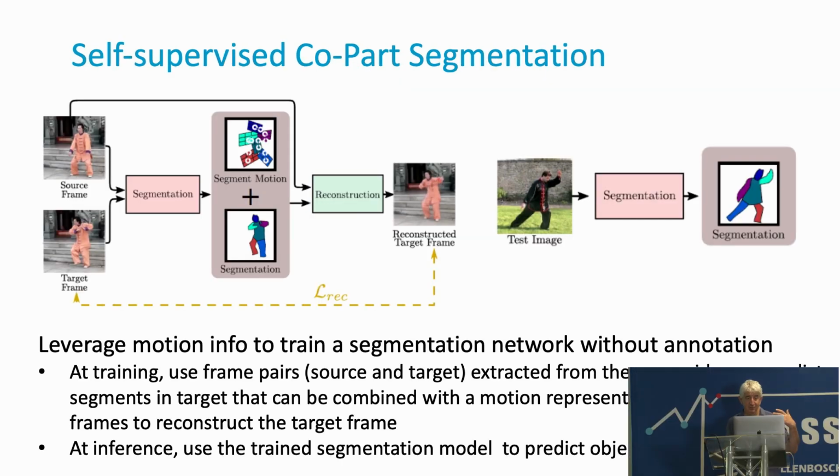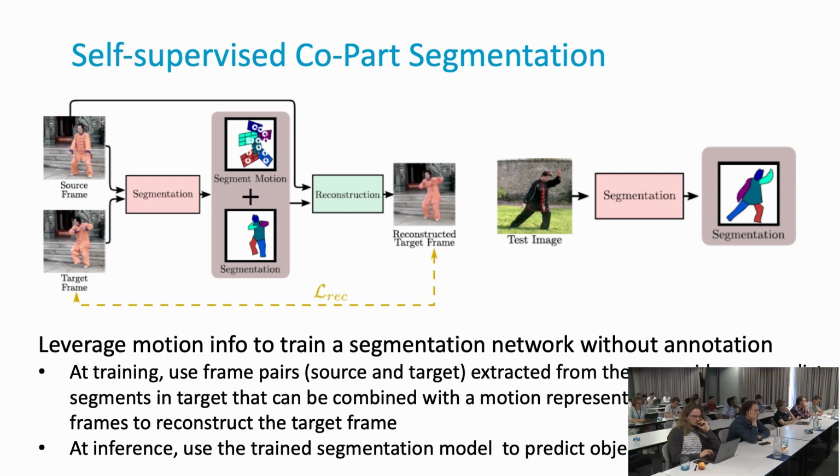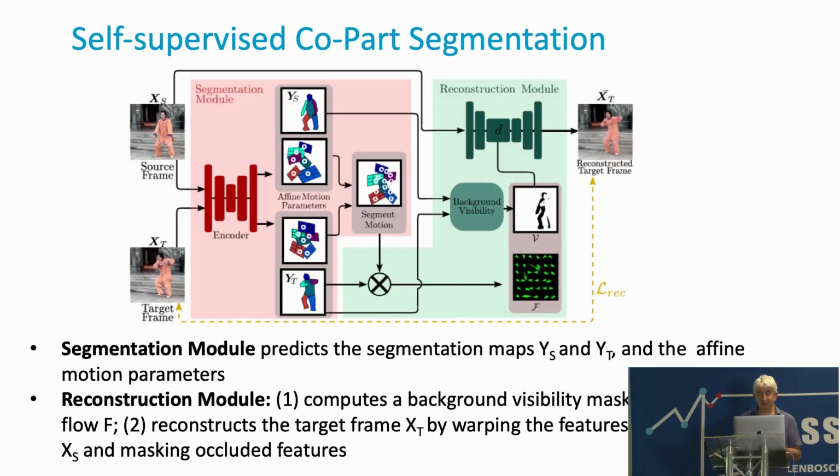So the idea is to leverage the motion information to train a segmentation network without the annotation, right? So you can use frame pairs as the training, source and target, to predict the segments in the target that can be combined with the motion representation between the two frames to reconstruct the target image. And then at inference, you use the trained segmentation model to predict the object part segments, right? So you can just take it and predict what are the segments that are going to be animated in some way. And here we have this self-supervised co-part segmentation.